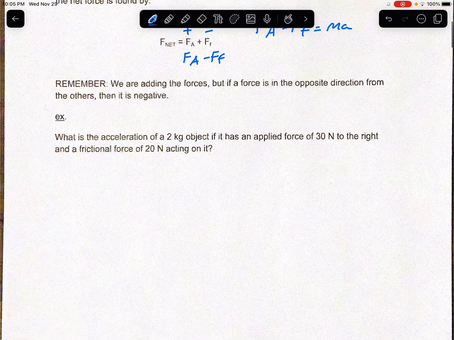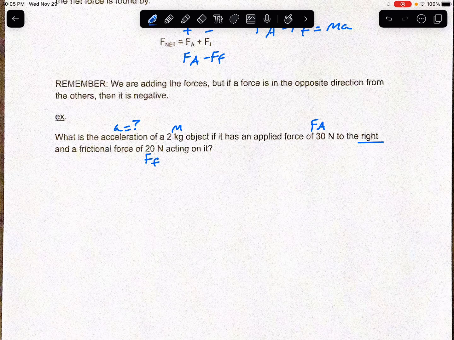Example: what is the acceleration of a 2 kilogram object? That is my mass, and I'm looking for acceleration. It has an applied force of 30 newtons to the right, so there's your FA. Anytime we see direction, you want to pay attention to that. And a frictional force of 20 newtons acting on it, so there's your FF.